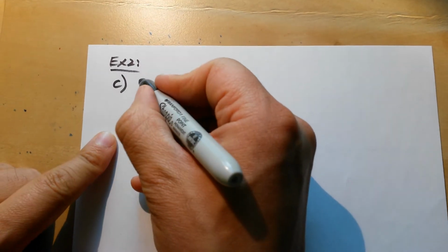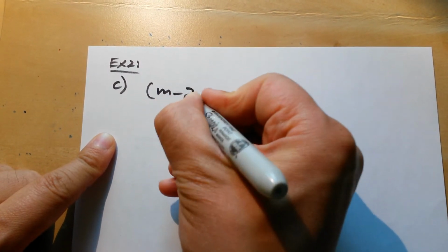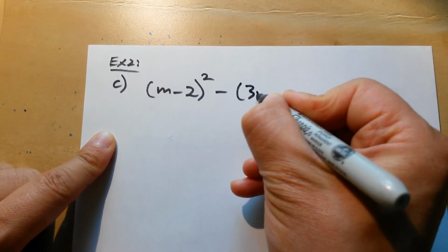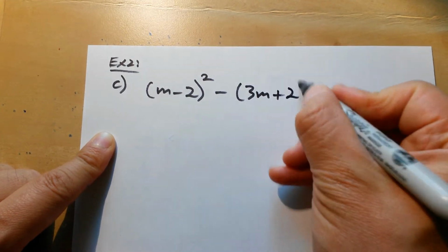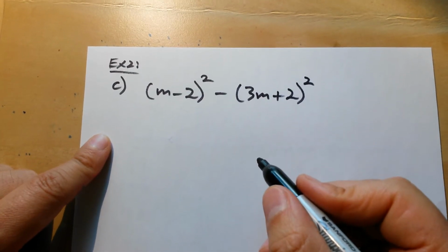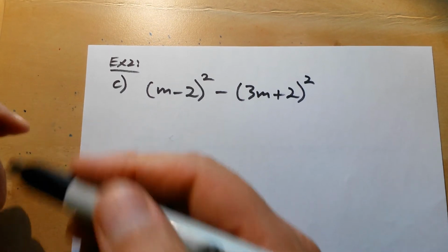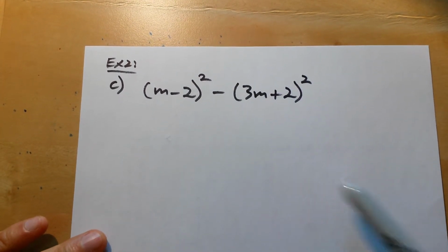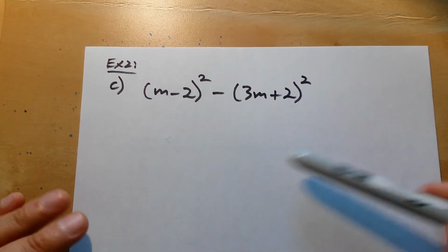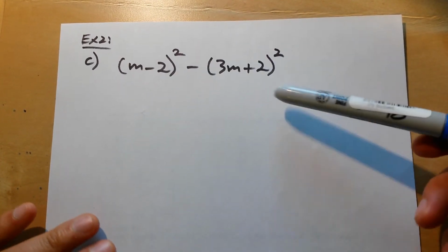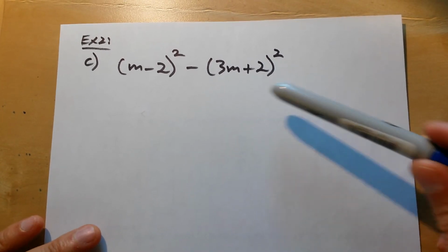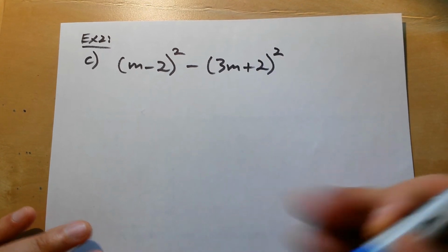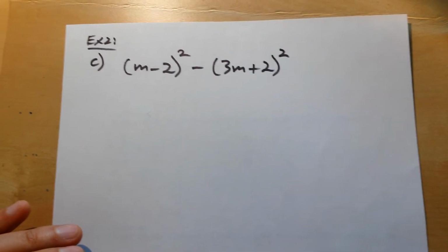So example 2C, we have m minus 2 squared minus 3m plus 2 squared, right? So let's look at the following. What do we have here? We have a difference of squares. Well, if you're not familiar with factoring, this is essentially what we have. But we have a binomial that is squared minus another binomial that is squared. So let's expand this, right?